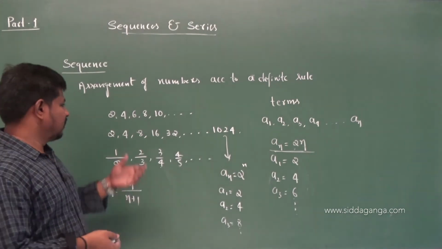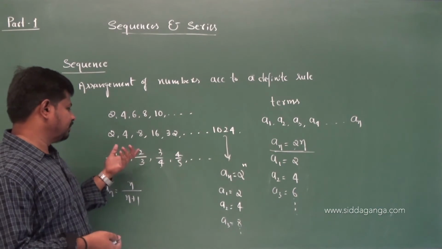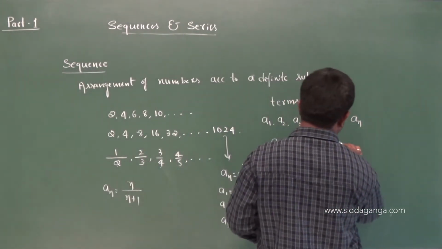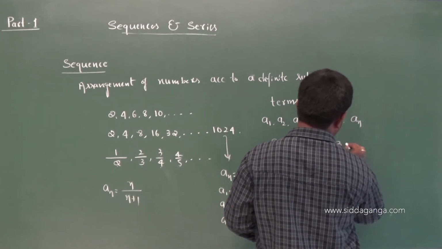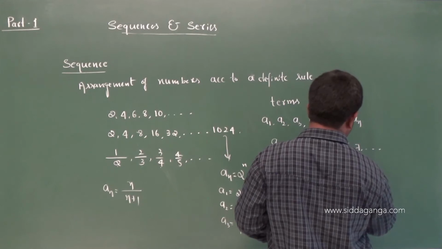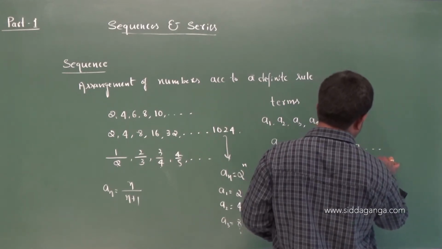of numbers. So this is what we call a sequence of even numbers. In the same way we have a sequence of odd numbers. The sequence of odd numbers is given by 1, 3, 5, 7 and so on. And the nth term of this is given by an is equal to 2n minus 1.